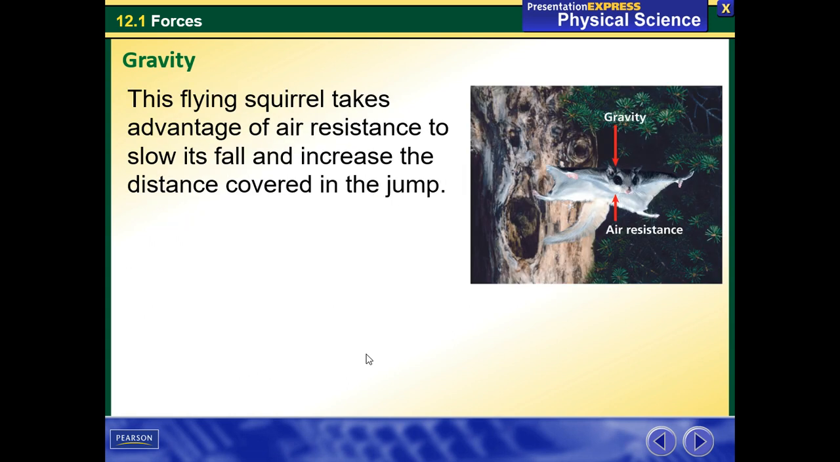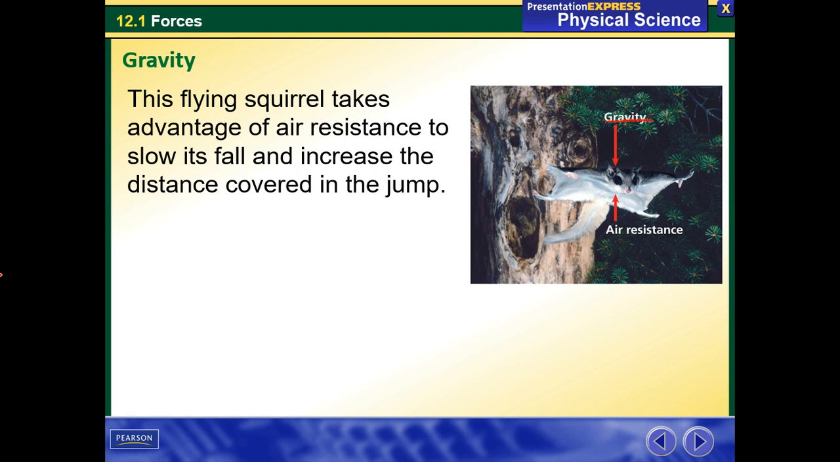Here's an example of gravity and air resistance working against each other. This animal over to the right is a flying squirrel. They take advantage of air resistance to slow their fall and increase their distance in a jump. They have skin between their back and front paws, and that acts like a parachute. When they act as a parachute, they're increasing their surface area. So air resistance is having a pretty big effect here, and it causes the squirrel to stay in the air, even though gravity is pulling it down.